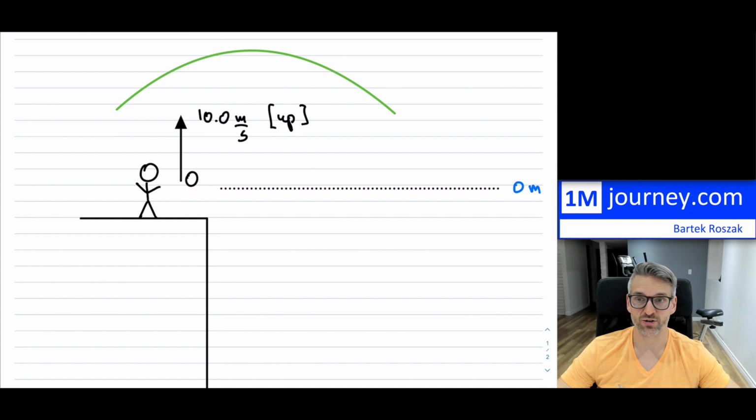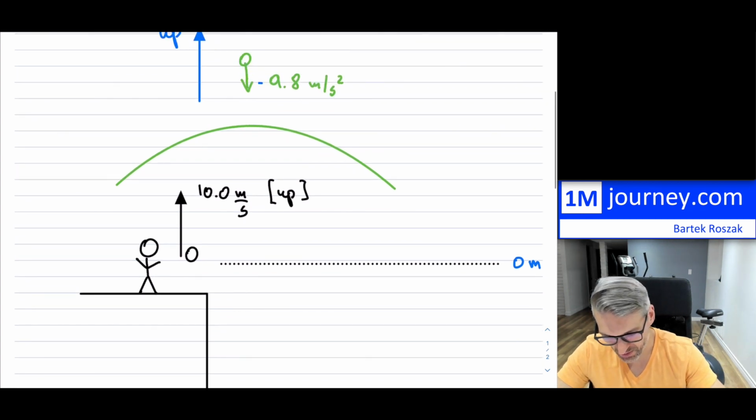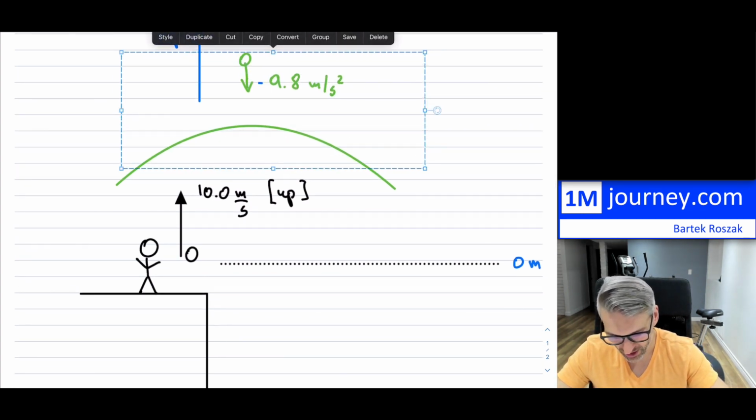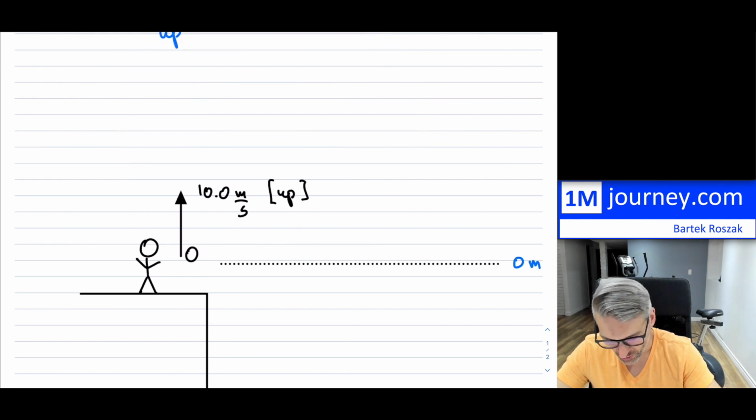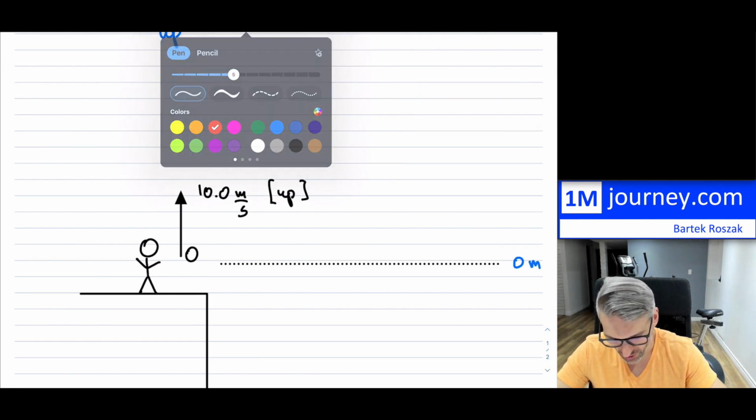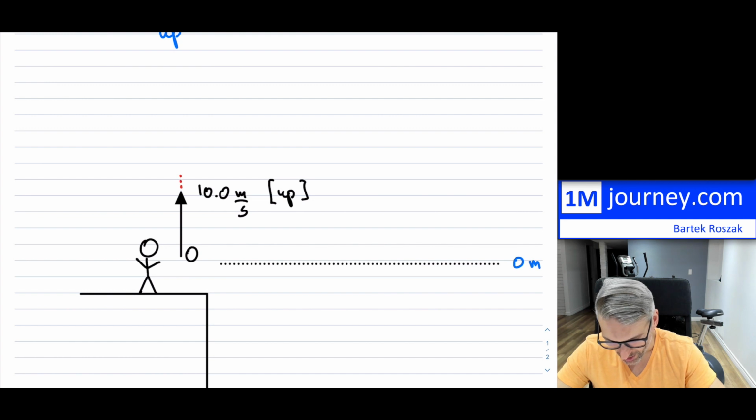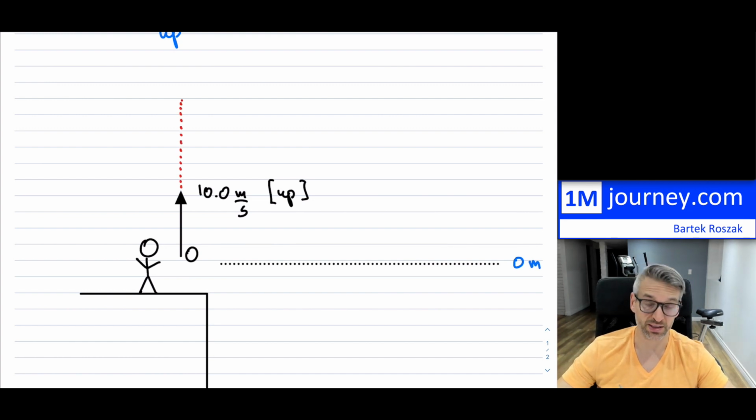Now, once you choose up to be positive, and this is your reference point, then gravity is going to start acting on this. It doesn't matter how hard you throw something up in the air, it's coming down. This object is going to go up all the way, and let's assume it's just vertical because we're talking about one dimension.